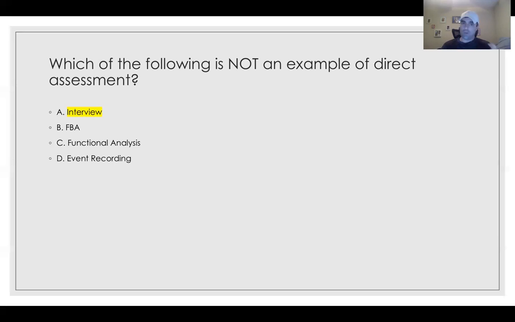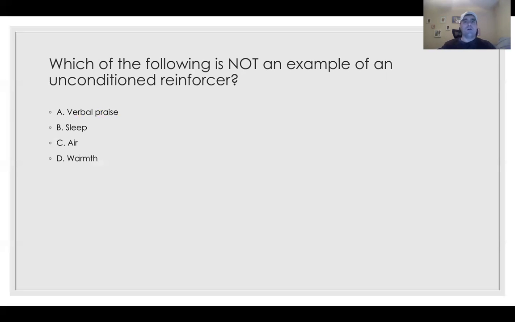Be careful about those not questions. Okay, another one. Which of the following is not an example of an unconditioned reinforcer? So what do we need to do when you're asked a not question? Look for the examples. So what are examples of unconditioned reinforcers? Well, is verbal praise unconditioned?